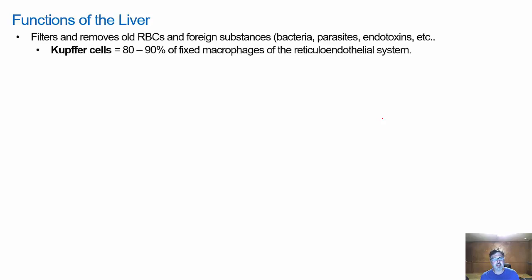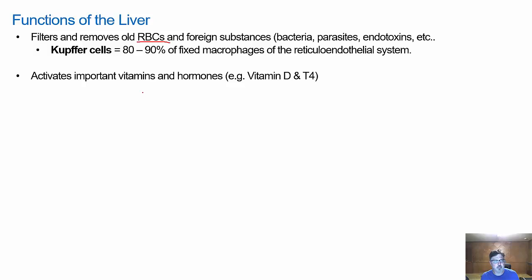Of course, the liver does a lot of different things. For one, it filters and removes your old red blood cells and any other foreign substances. This is done physically through the Kupffer cells, which are very prominent in the liver, making up about 80 to 90% of all fixed macrophages of the reticuloendothelial system. The liver is also going to play a role in activating different vitamins. If you remember, we talked about the activation of vitamin D. The liver had a role in that. Later on, when we get to the endocrine system, we'll see how the liver plays a role in activating your T4 hormone as well.